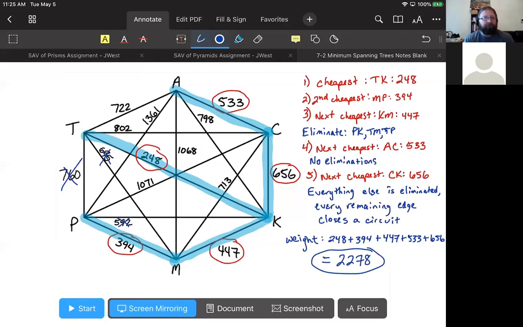Okay, so on the Google form, again, each question will have 2 boxes to fill in. The first box, all I want is the weight. So just that number that I just circled down there, 2,278. And then the other box is going to be a paragraph response. In that box, I want you to explain your selection process. So you just need to go through and say, select TK, select MP, select KM, eliminate PK, TM, TP, select AC, select CK, and then show me the addition down at the bottom. And that would be good enough. That would cover your work.